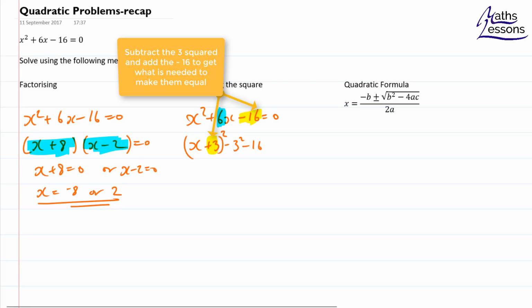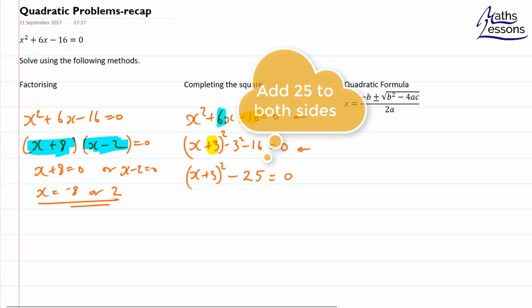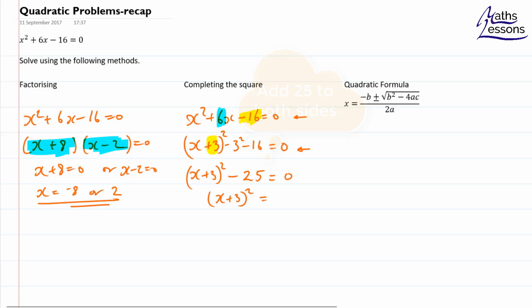Minus 16. And then this equation which I've got on this line perfectly matches the equation on that line. You can multiply out to check. I'm not doing that in this lesson, that's for the completing the square lesson. So therefore, let's just simplify this. I get x plus 3 squared, minus 3 squared is minus 9, minus 16 is minus 25, and that equals 0. So now we can get the 25 to the other side. x plus 3 squared will equal 25.